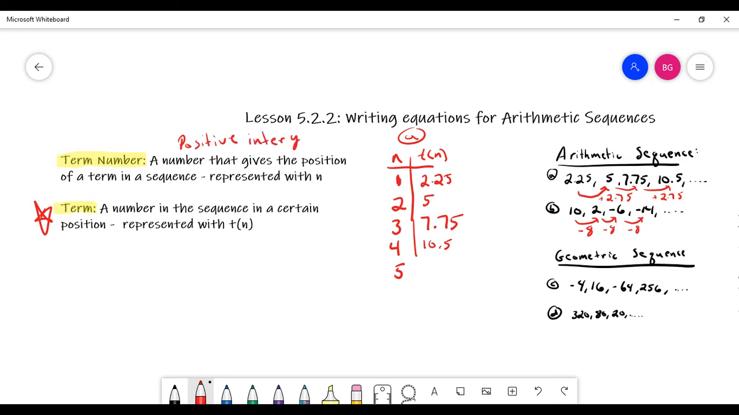All right? The term is what is in that spot. So if we were to keep our sequence going and find the next number in there, the next term in there, that's our T of n.